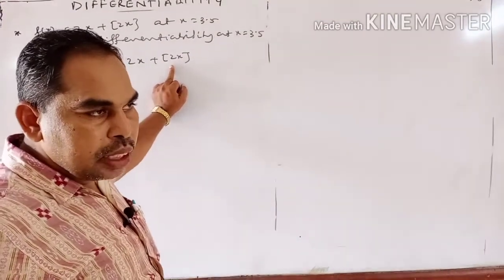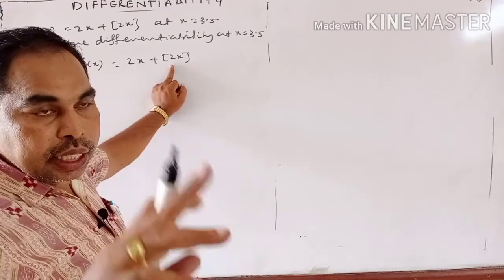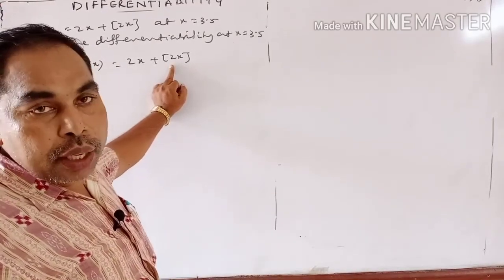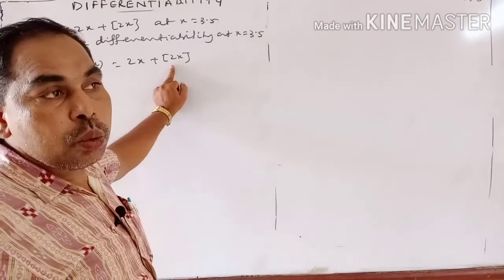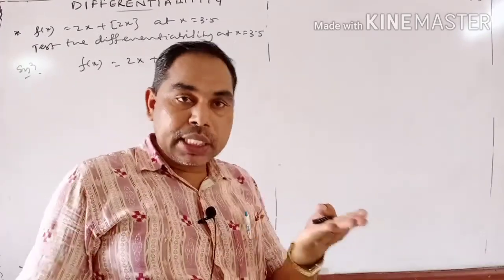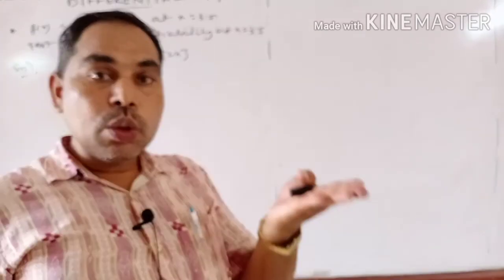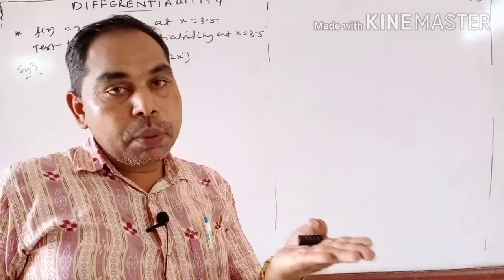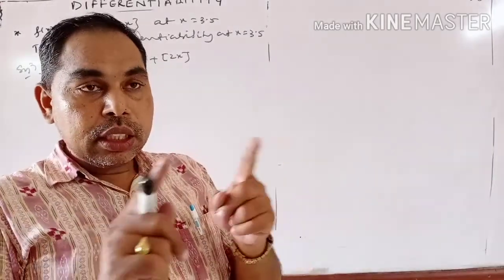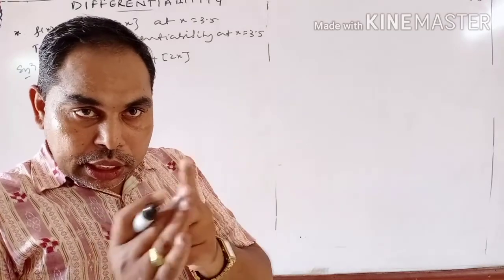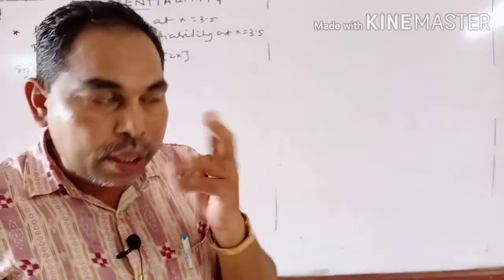Greatest integer function means when x lies between 0 and 1, square bracket of x is 0. When x lies between 1 and 2, square bracket of x is equal to 1. When x lies between 2 and 3, square bracket of x is equal to 2. When x lies between two consecutive integers, we choose the lower one.